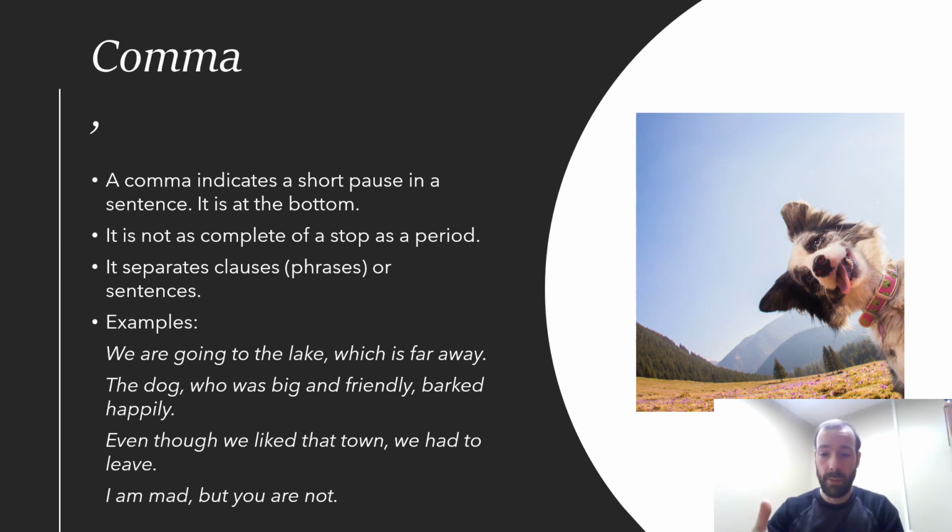I am mad, but you are not. So this is two sentences. I am mad, you are not. And we've attached them together using a comma in the middle, and we've also used a joining word called a conjunction. In this case, it's but. There are many types of conjunctions, and, yet, and so on.